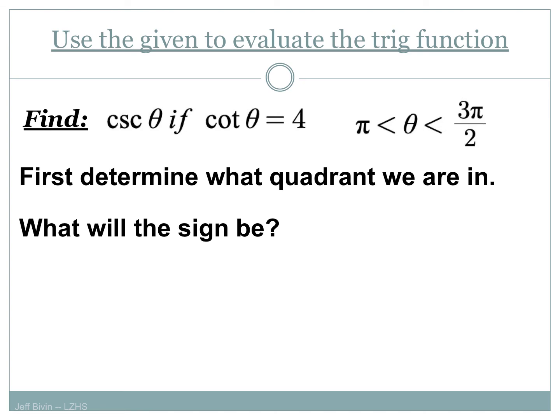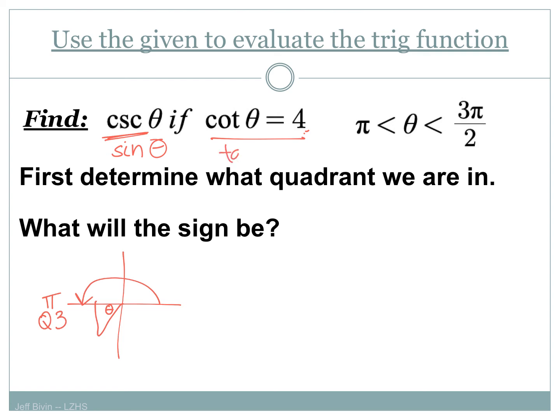Let's try an evaluating question. Let's find the cosecant of theta, if the cotangent of theta is 4, and we're told that theta is between pi and 3 pi over 2. So first we'll think about what quadrant we're in. Remember that pi is right here. So we're talking about quadrant 3. Cotangent is positive, but cosecant, which is the reciprocal of sine, we need to make sure is going to be negative.